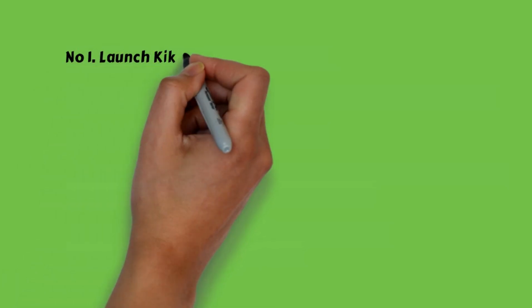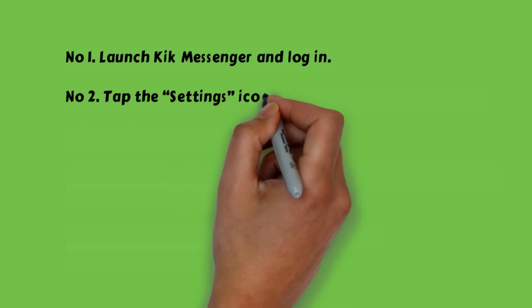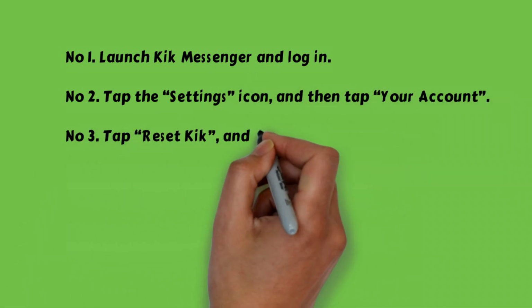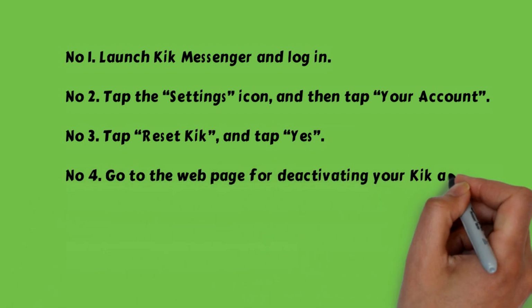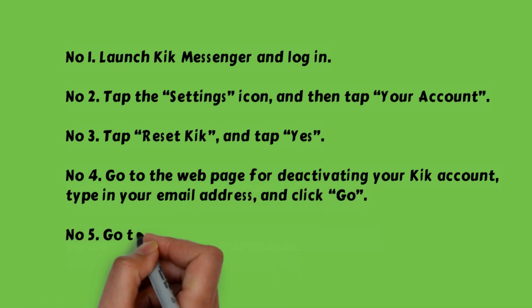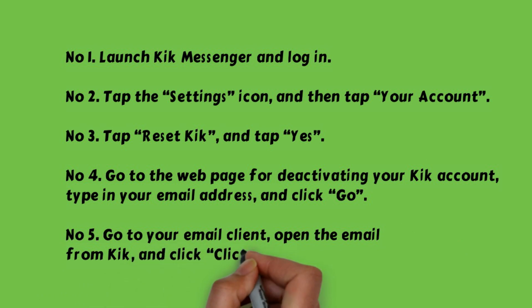Number 1. Launch Kik Messenger and log in. Number 2. Tap the settings icon, and then tap your account. Number 3. Tap Reset Kik, and tap Yes. Number 4. Go to the web page for deactivating your Kik account, type in your email address, and click Go. Number 5. Go to your email client, open the email from Kik, and click here.